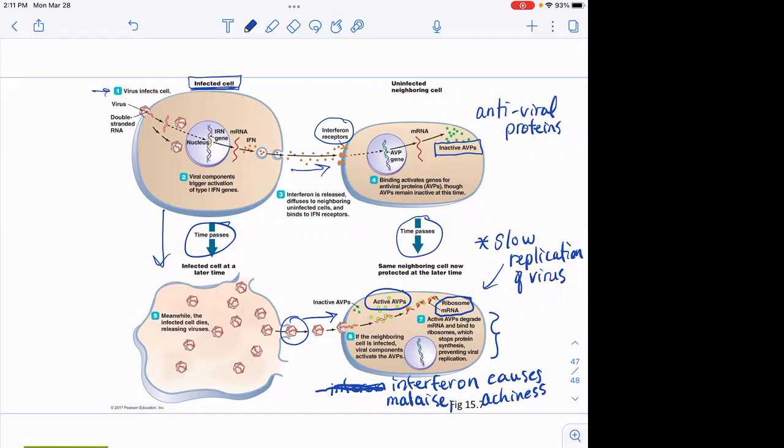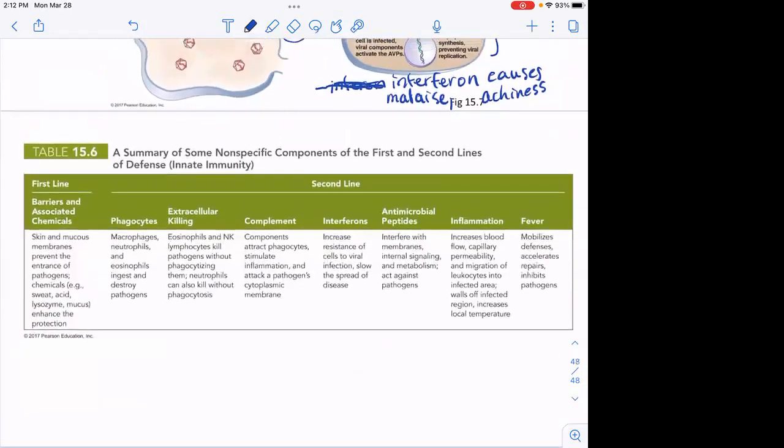So two things that we associate with viral infections, tiredness and achiness, are due to the interferon. Okay, so to wrap up here, there's a nice little table in your book that summarizes some of the components of the innate immune system. That's good to study from, to cover up and quiz yourself and see if you get the gist of what's going on there. Don't forget the big picture when you're studying the details.